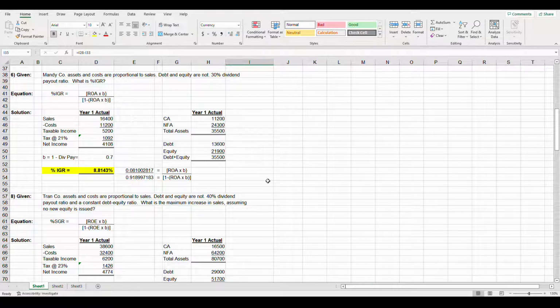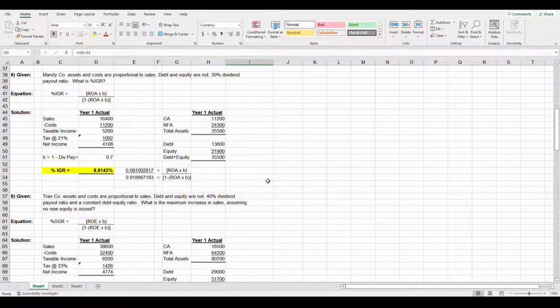In problem number 6, we have Mandy Company. Assets and costs are proportional to sales. Debt and equity are not. 30% dividend payout ratio. That means I'm giving out 30% of my net income. Therefore, my retention ratio is 70%, or B. So B is 0.7. What is the internal growth rate?